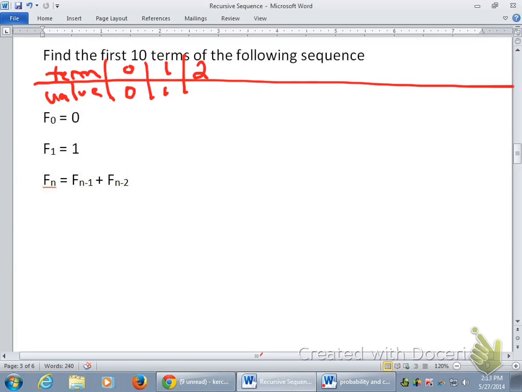So this is what it's really trying to tell me: f sub 2 is going to equal f sub, now eventually I'll quit writing this, but that's 2 minus 1. 2 minus 1 is f sub 1, right? Plus 2 minus 2 is 0. So this is what I'm really looking to do. I'm really looking to find f sub 2 is going to be f sub 1 plus f sub 0. So I've got those in my chart. That's a 1 plus a 0, and the answer is 1. So I can come up here, and I can put in a 1.